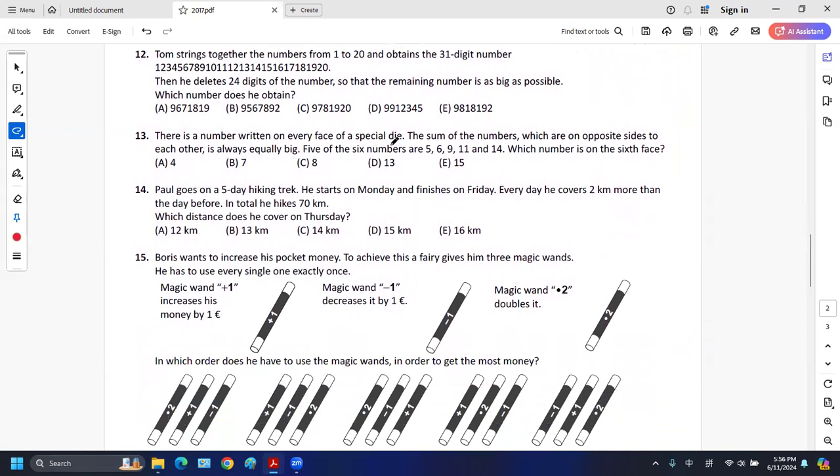Question number 12. Tom strings together the numbers from 1 to 20, making the 31-digit number. 1, 2, 3, 4, 5, 6, 7, 8, 9, 10, 11, 12, 13, 14, 15, 16, 17, 18, 19, 20. Then he deletes 24 digits of the number so that the remaining number is as big as possible. Which number does he obtain?